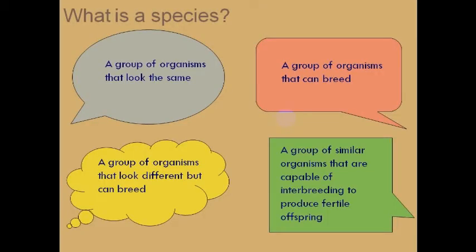Firstly, let's start with what is a species. A species is a group of organisms that look the same. A species is also a group of organisms that can breed. Okay, so if you combine these two together into a definition, a species would be defined as a group of similar organisms that are capable of interbreeding to produce fertile offspring.